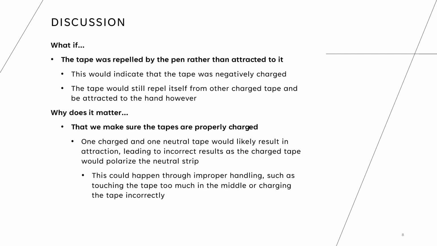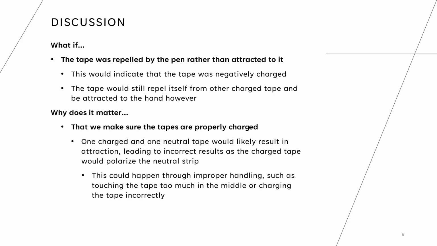And then furthermore, what if the tape was repelled by the pen rather than attracted to it? This would indicate that the tape was negatively charged, and the tape would still repel itself from other charged tape and be attracted to the hand, however. So the results would be the same, except I would think the sign was the opposite.